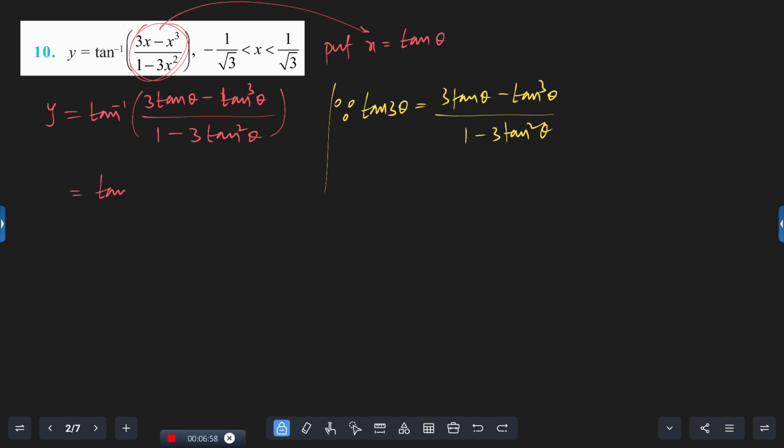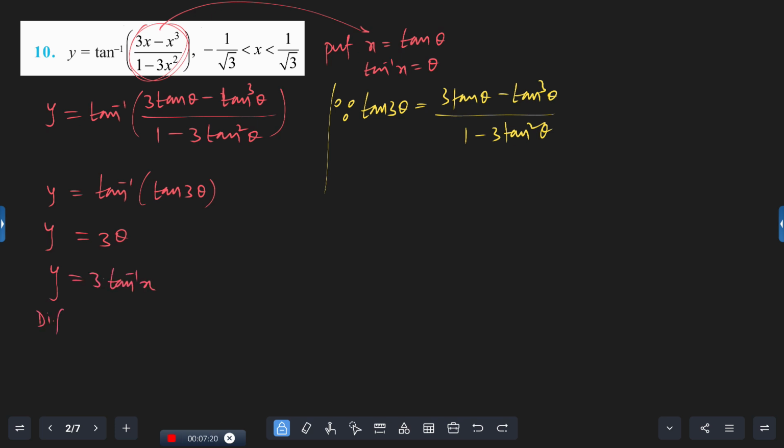So that tan inverse of this, 3 tan theta we can say, tan and tan inverse cancel, 3 theta is balanced. And what about theta? From here you can get it. Tan inverse x is equal to theta. So that instead of theta, we can write tan inverse x.